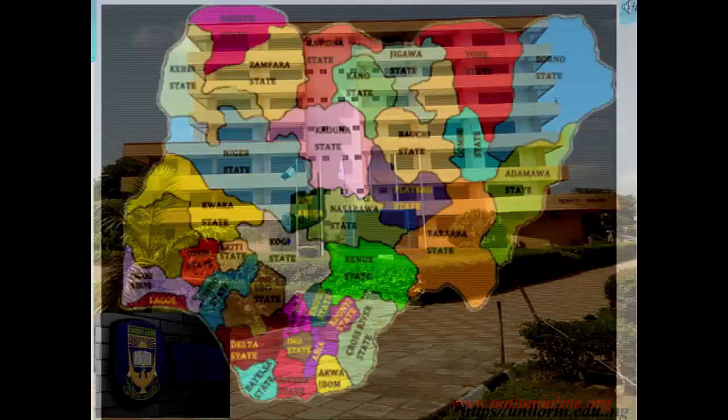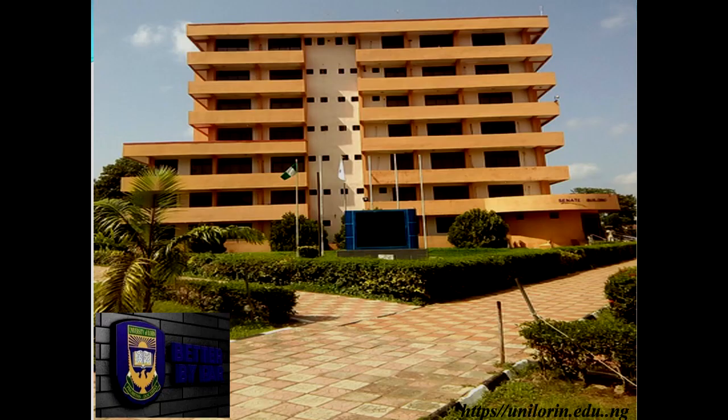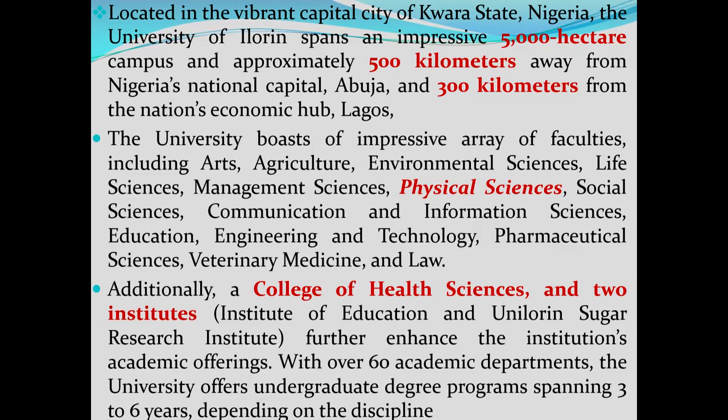Yeah, big greetings from Nigeria, and greetings from my university, University of Ilorin. The University of Ilorin is situated on 5,000 modern hectares of land, 500 kilometers from the federal capital city, and 3,000 kilometers from the popular city of Lagos, that I believe you all know. The university has about 15 faculties, of which we have physical science, where my department is, Department of Geology and Mineral Sciences. We also have two institutes which couple with the endowment of the university in form of department, institute, and faculties.